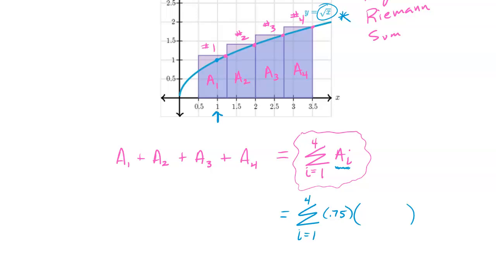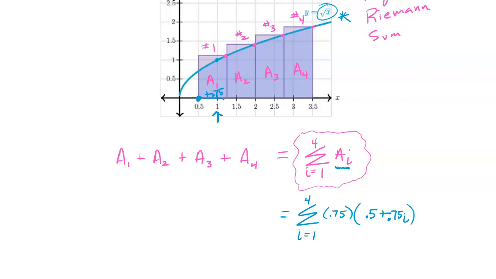So here's what I'm going to do. My first value, my first x value, you know what, I'll erase the square root for right now because that's actually not as important. The first x value I'm going to plug in is going to be 0.5 plus the width of the rectangle, which was 0.75. So I'm going to have the starting number plus the width of the rectangle, I.